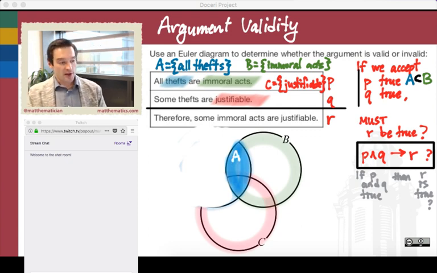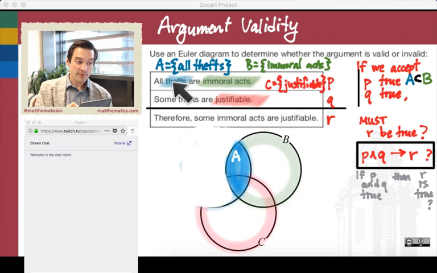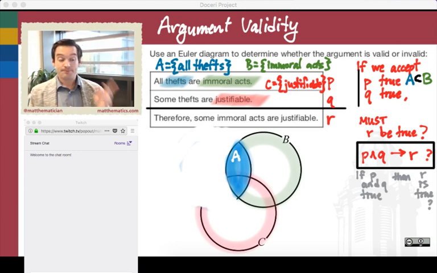Because according to the first of these premises, every theft is an immoral act. So if I find a theft, it has to live both in the set of thefts, but it also has to automatically reside in the set of immoral acts, if we're granting the premise that all thefts are immoral acts. And we are granting that premise because that's part of how we assess for validity. Okay. So now we've granted the first proposition.